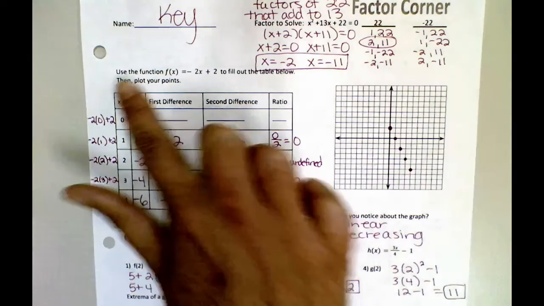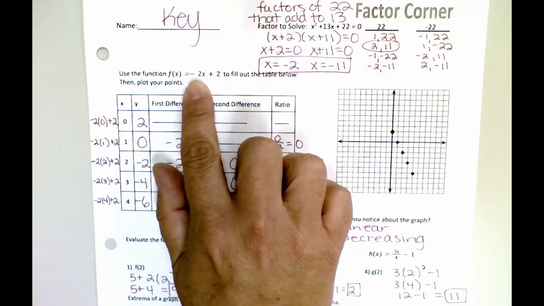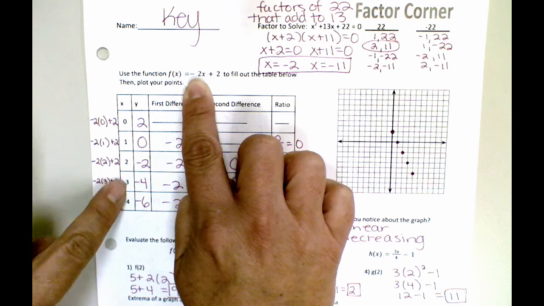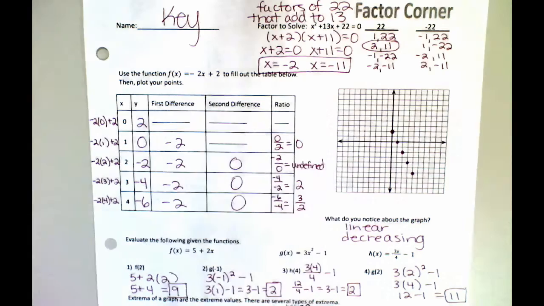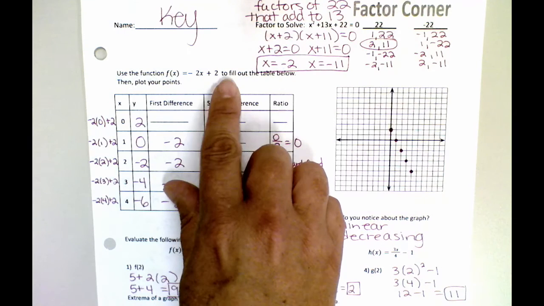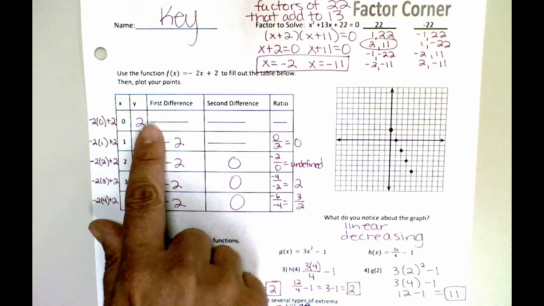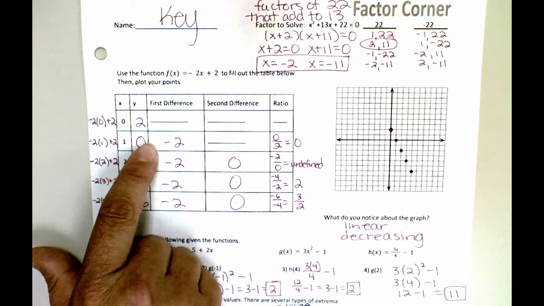For my chart and my graph, very similar to what we had the past few days. So we're given a function. All I'm doing is plugging each of these x values in place of x in my function and simplifying. So negative 2 times the value plus 2. So negative 2 times 0 plus 2 is 2. Negative 2 times 1, which is negative 2, plus 2 gives me 0. So on and so forth.